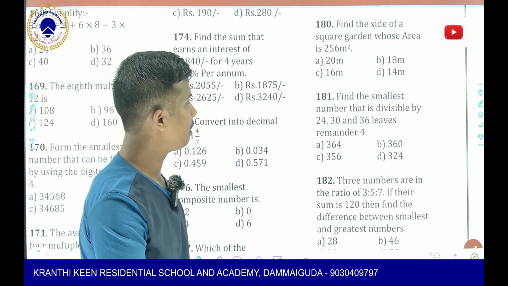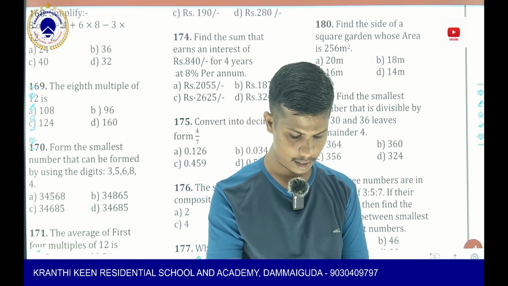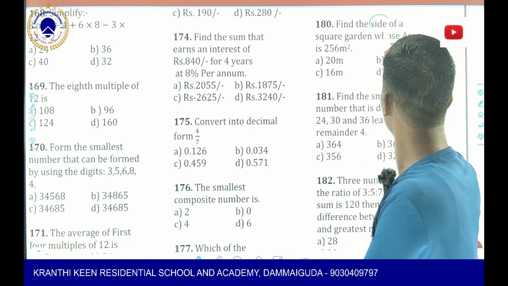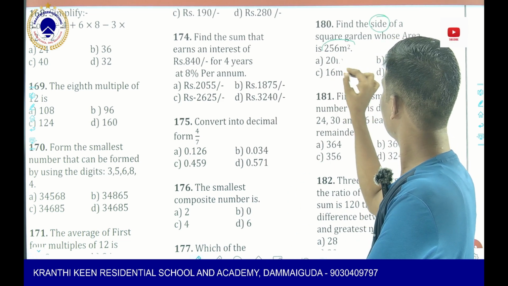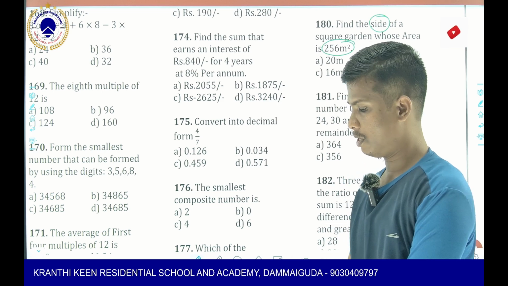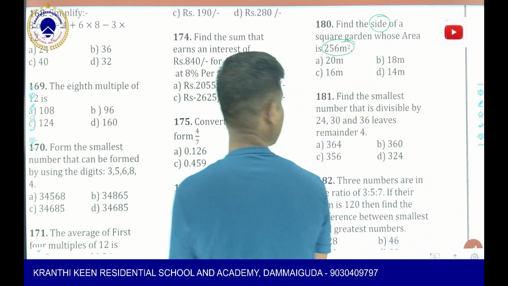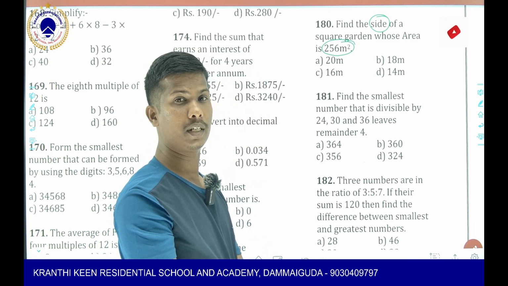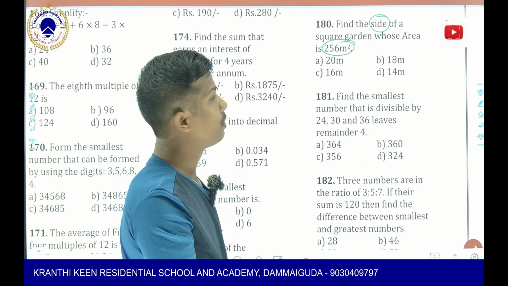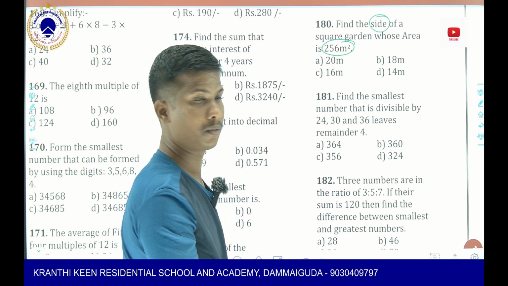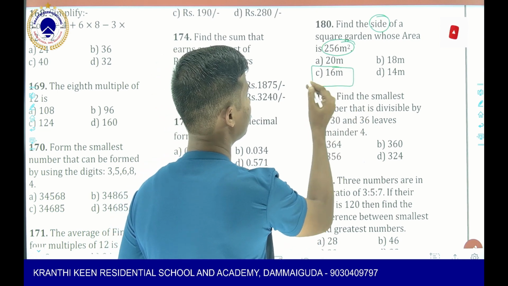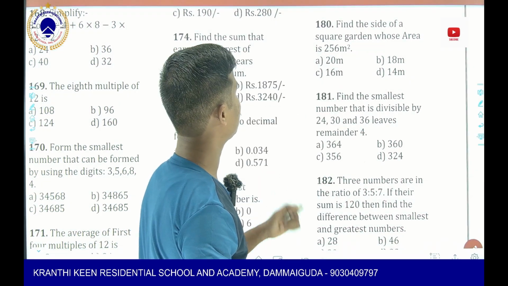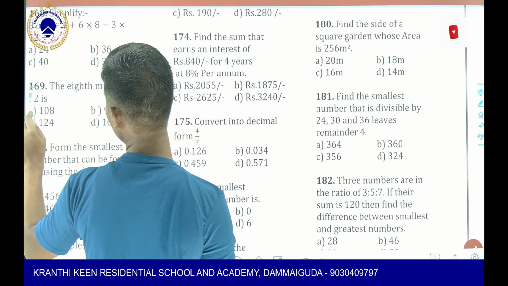You see this question. Find the side of a square garden whose area is 256 meters square. That means he has given the area, and he is asking for the side. And what is the formula of the area of the square? Side squared, no? 256, in which square do you get it? 16 only, no? We get the answer as 16. Okay. You don't waste time with questions like this. Just solve by looking at the question paper without using pen and paper.